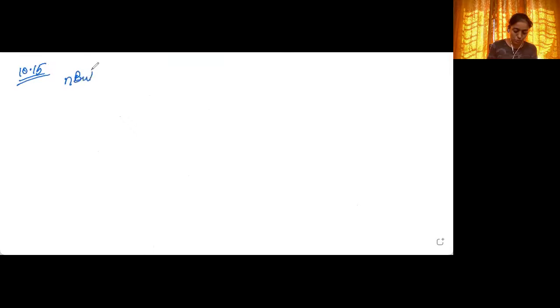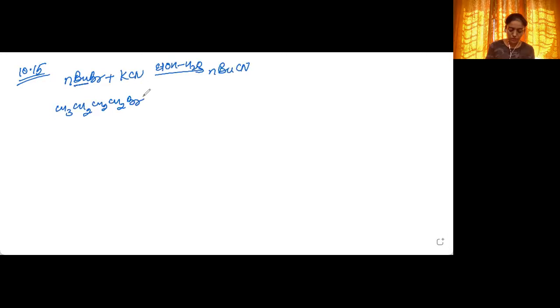It is n-butyl bromide plus KCN in aqueous ethanol, C2H5OH and H2O, giving n-butyl cyanide. Everything has been given. We just need to tell the mechanism of the reaction. Now butyl bromide is CH3CH2CH2CH2Br plus KCN, in ethanol and water, giving CH3CH2CH2CH2CN. This is the product formed, n-butyl cyanide, right?